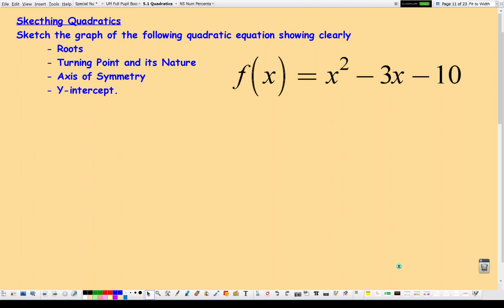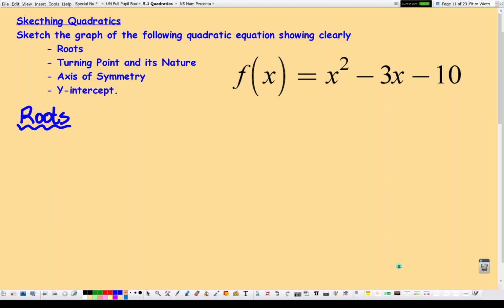Okay, so we're bringing together all of our knowledge about quadratics and what these individual things mean and how they appear or how they're illustrated on the graph of this function. So the first thing we're going to find is the roots. The roots come from solving the quadratic equation equal to 0.